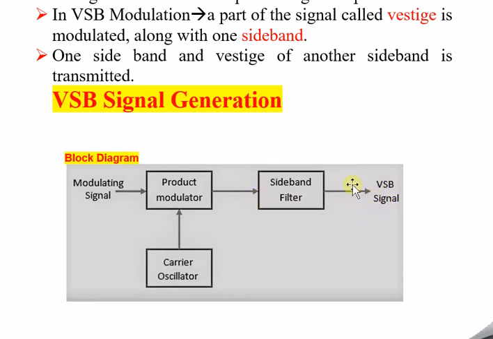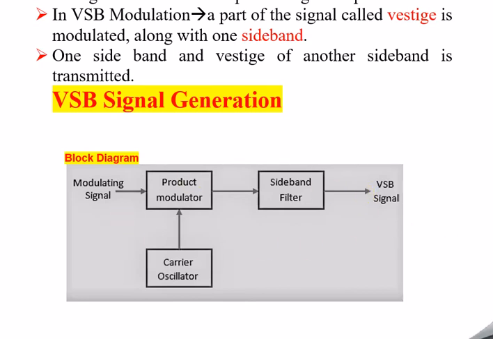So until then the actual VSB process will complete. We get the vestigial sideband signal here, not exactly at the product modulator output, because we require the sideband filter also. Because only part of the sideband we are going to transmit: one sideband and the vestige of another sideband. So it's not there, sorry, it is here where we will get the VSB signal. I hope it is very clear now.